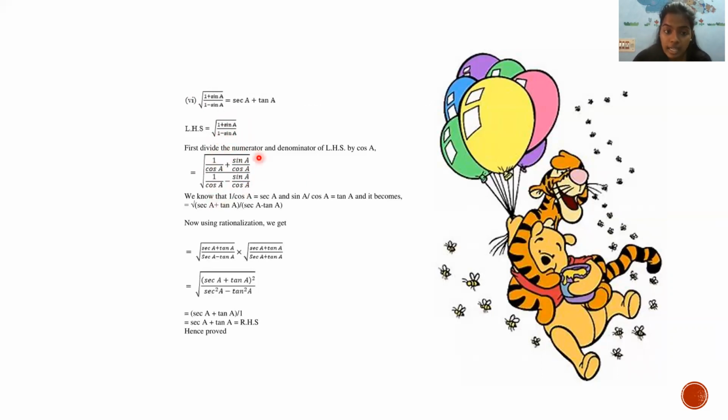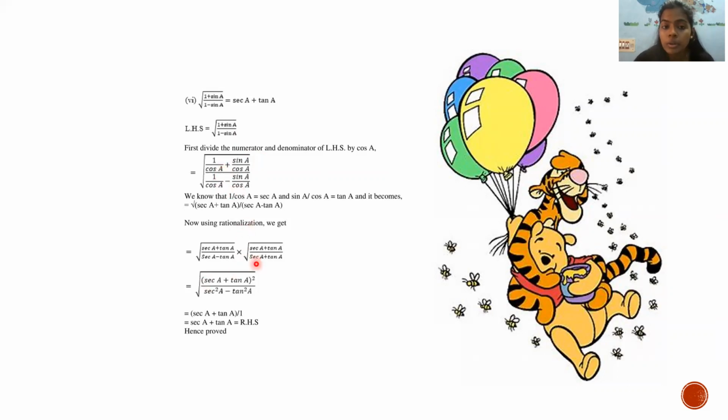Now there is another identity. 1 by cos A, what is the reciprocal? It is secant. Sine theta by cos theta is equal to tan theta. That is another identity. So this will become (secant A plus tan A) divided by (secant A minus tan A).